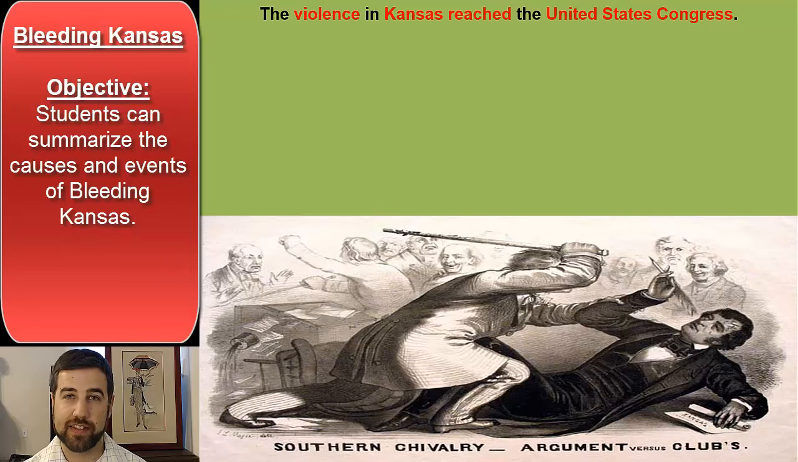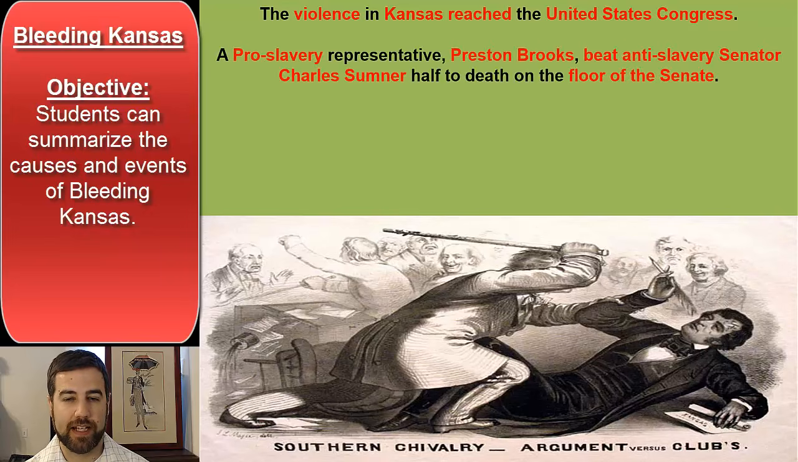So we're going to have violence happening in Kansas, and now we're also going to have violence taking place in the Capitol in Washington, D.C., in the Senate chamber. So what's going to end up happening is Charles Sumner, who is from the North and is one of the heads of the Republican Party, gives a passionate speech against what's happening in Bleeding Kansas, against slavery, and he ends up making fun of some Southerners.